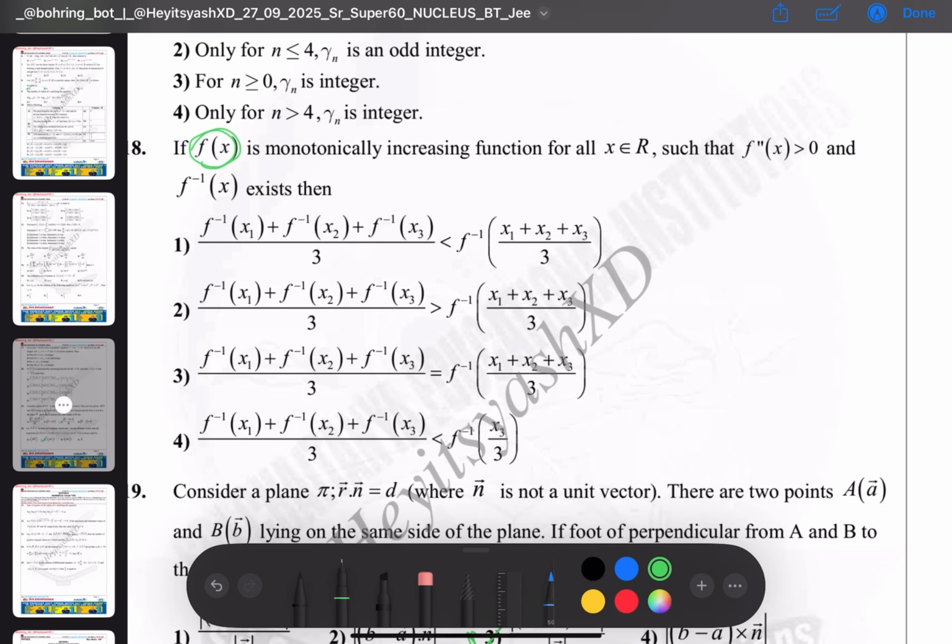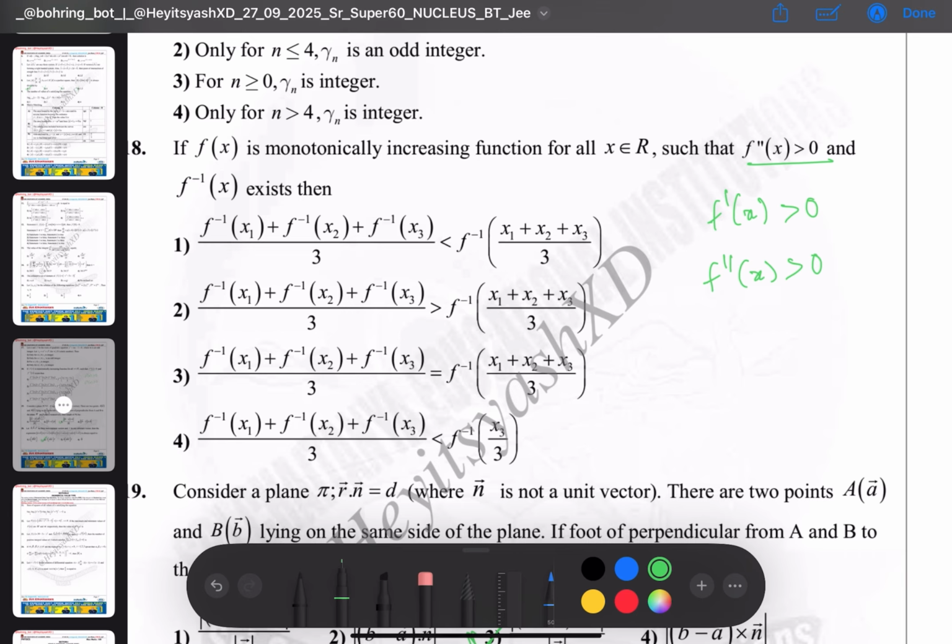Alright, we have to choose a function which is monotonically increasing. So f dash of x is greater than 0 for all the real numbers, and also f double dash of x is greater than 0, and f inverse exists. We have to choose such a function, and for such a function which of these is true. So that is the question asked. So can you think of any function like that?